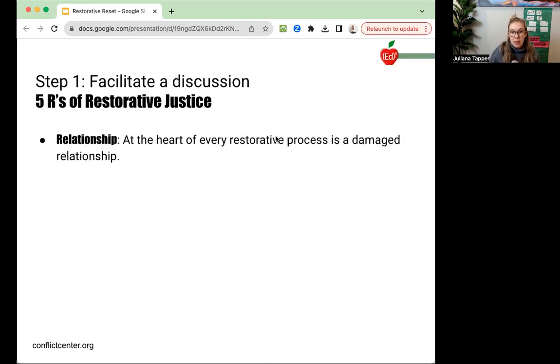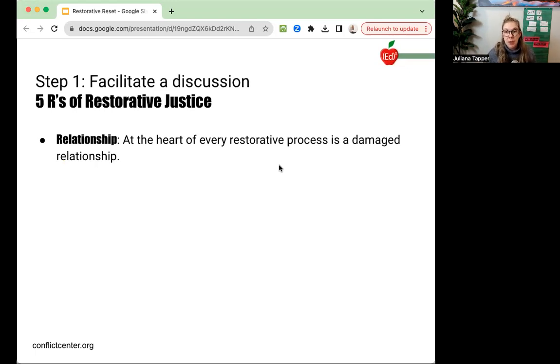They have the 5 R's of restorative justice. And you'll notice that I've been calling this a restorative reset. And that really comes from a desire to come from a standpoint of restorative justice more than just punitive, and to really restore the community and the culture within our classroom. The first R is relationship.